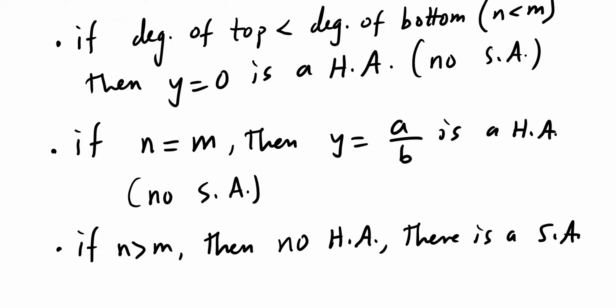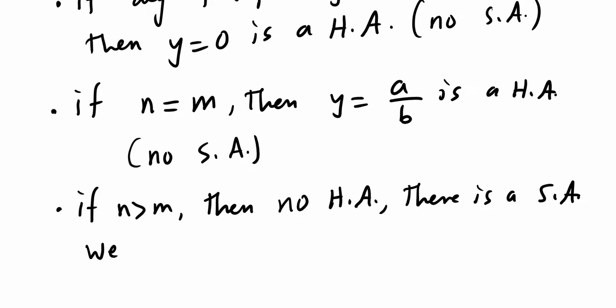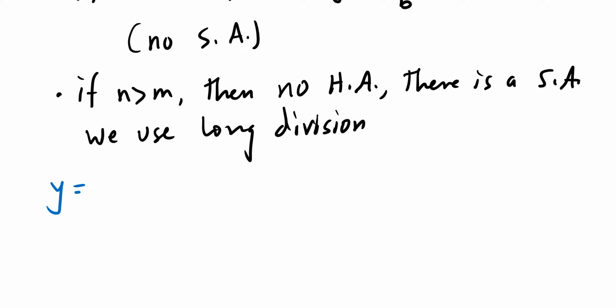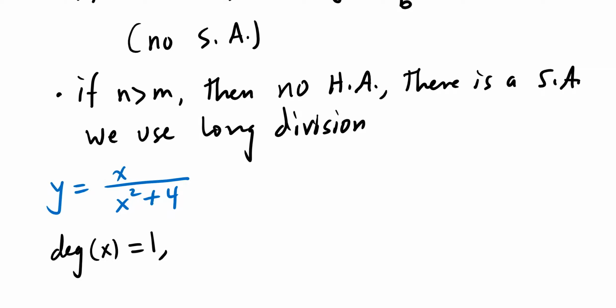And how do we find the slant asymptote? We use long division to find its equation. Let's look at an example. y equals x over x squared plus 4. This one, if we look at the degree of the top, the degree of x is 1. And the degree of the denominator, x squared plus 4, is 2.